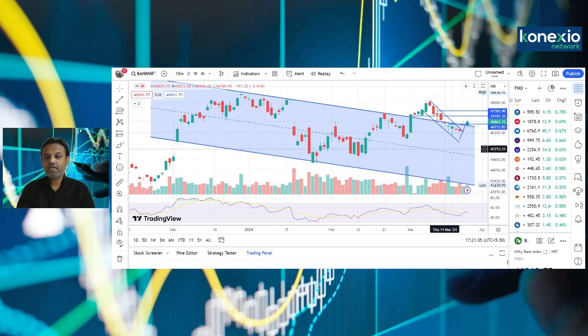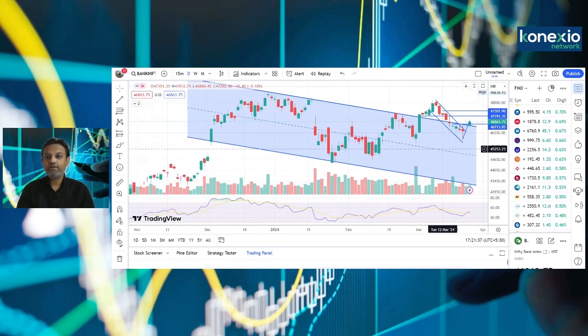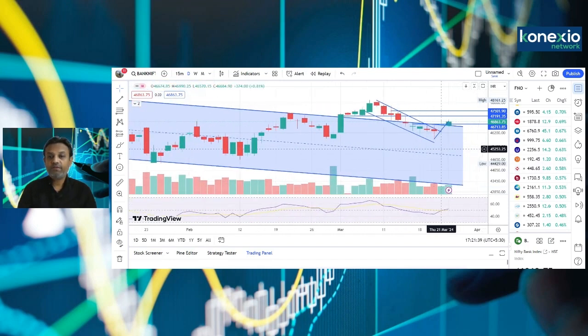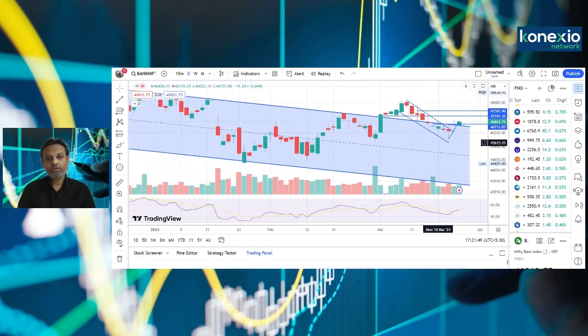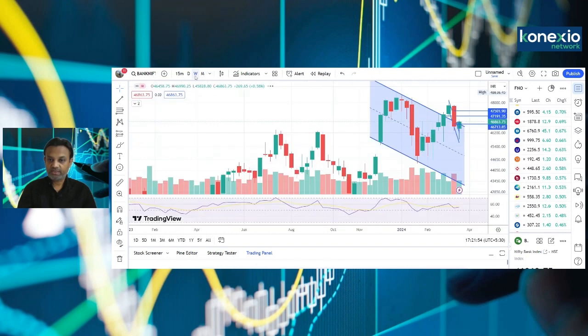So definitely the highs and lows of Thursday should be the crucial level. If Bank Nifty breaks Thursday's low, which is 46,570, then we might see a correction of maybe 200-300 points from those levels. So looking at this particular pattern, the market seems to be stable.